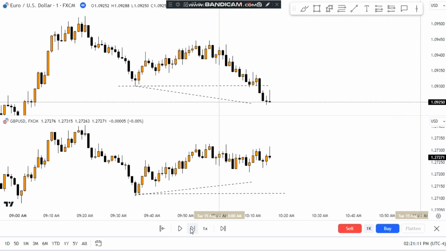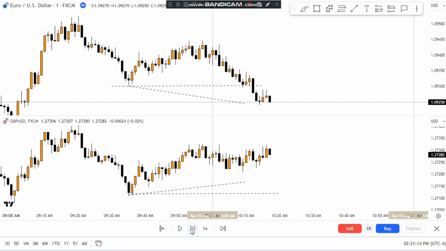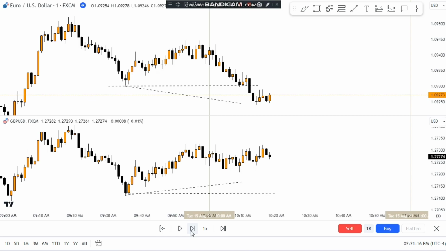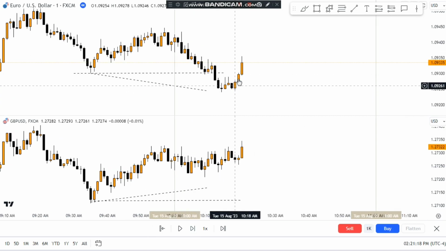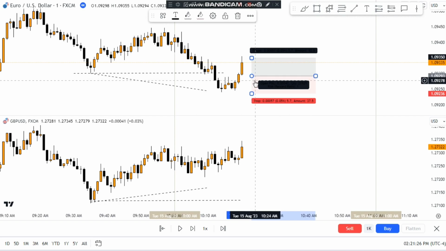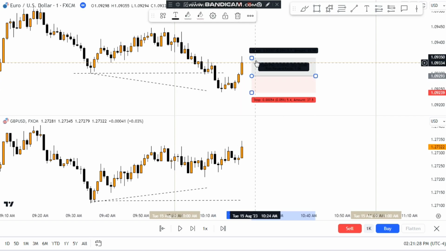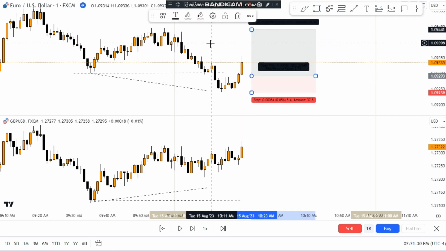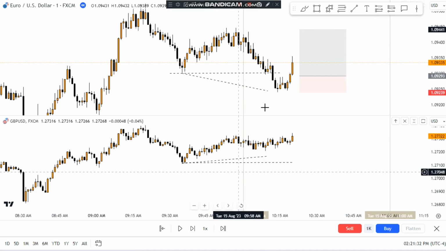So I will again forward it a bit. So still we have got no fair value gap. Now you can see there is a fair value gap. So my orders will be around here, just below this. This is the fair value gap, so my orders will be here. Let's see if the orders get filled.